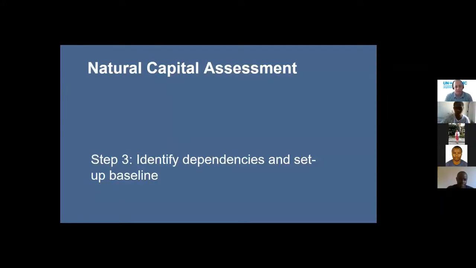So I think that sort of takes us into step 3, where we'll look at the ecosystem service flows. I suggest we take 5 minutes at this point, a halfway stage.